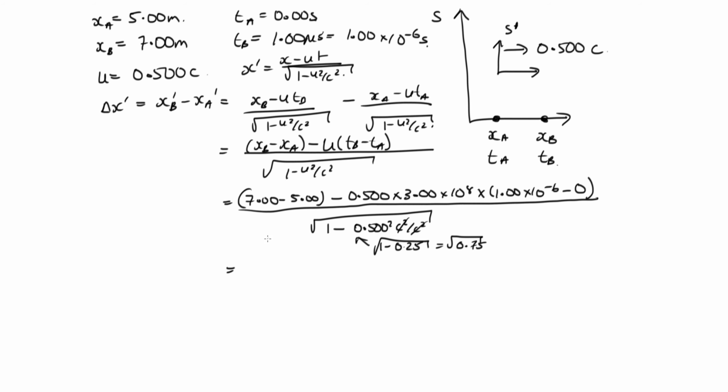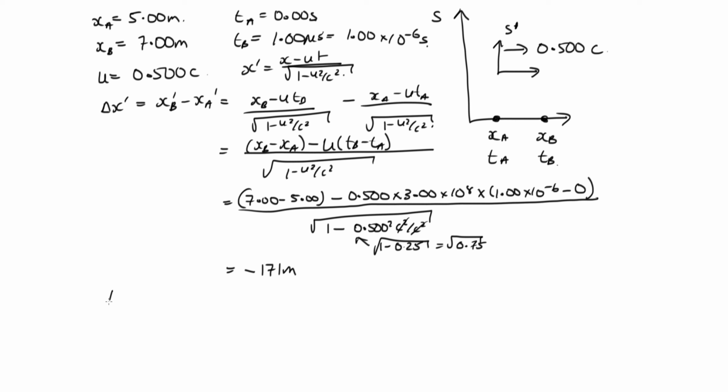So we can do this on the calculator, and we end up with minus 171 meters. So from frame S dash, it looks like xb dash is to the left of xa, i.e. they appear to be in the opposite order in space.